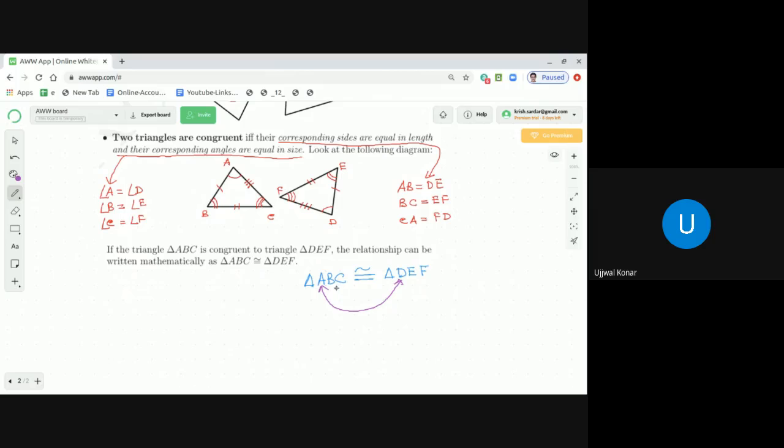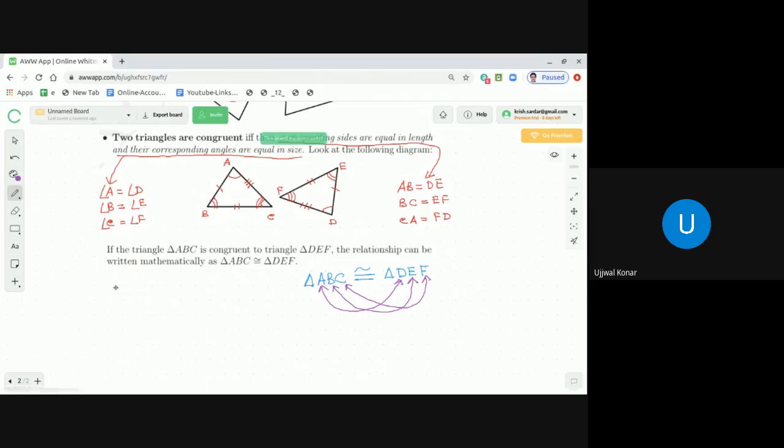Similarly, angle B should be equal to the angle E, and angle C has to be equal to the angle F. Always do this sequence. What does it mean? Let me take two triangles and let me spend some time here because this is very important.